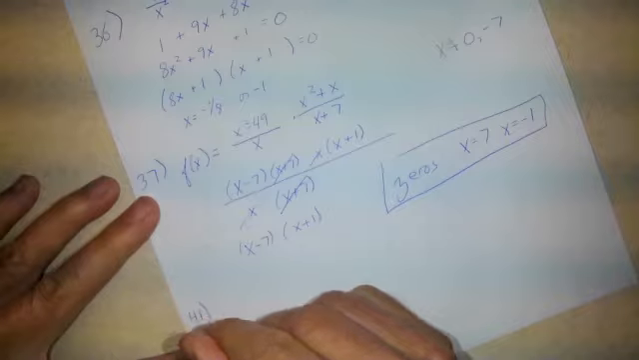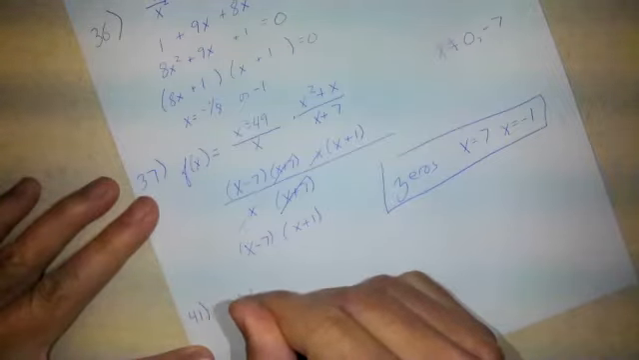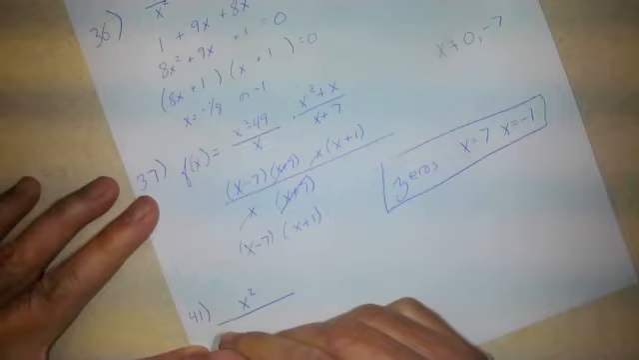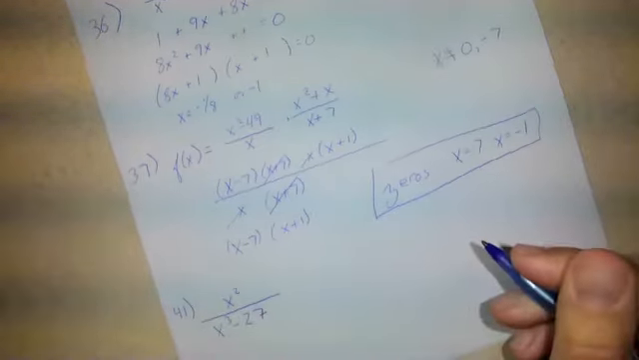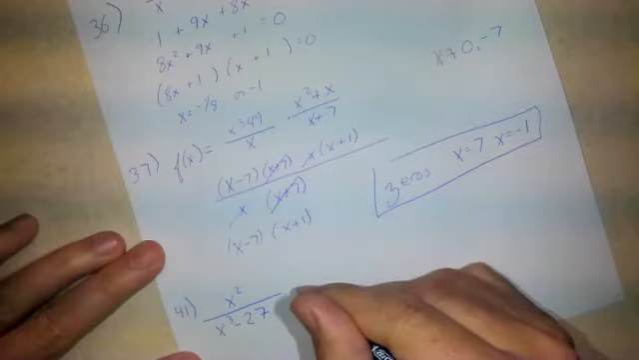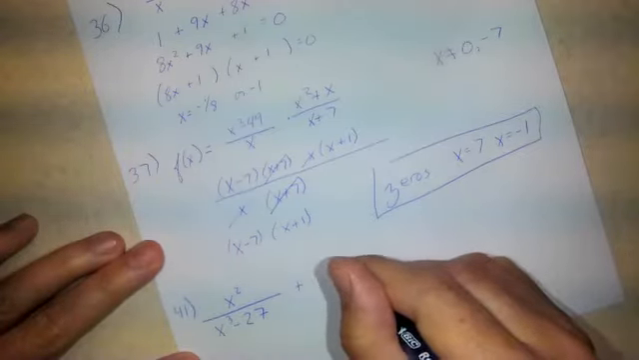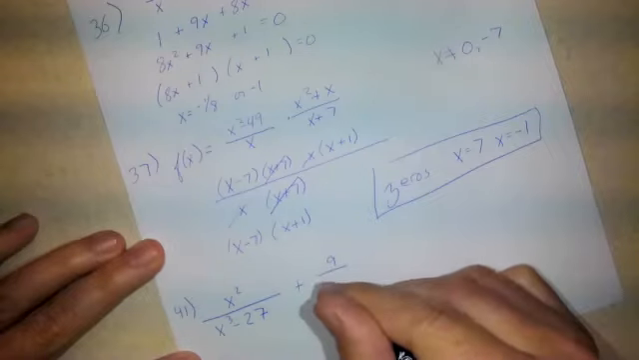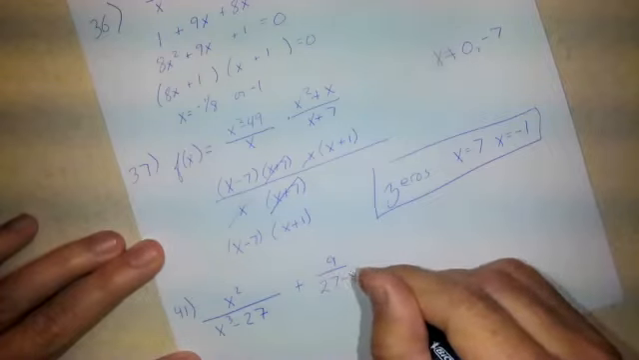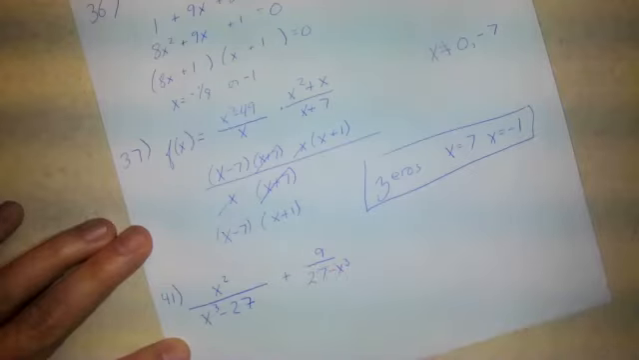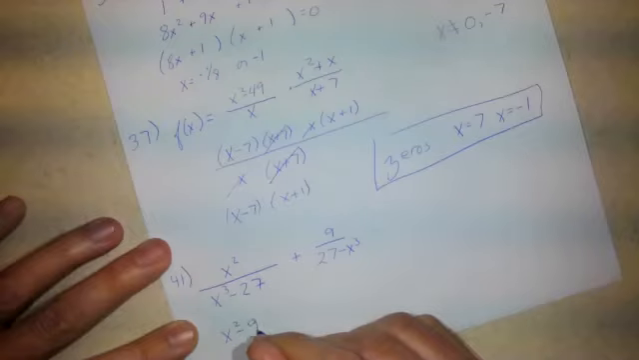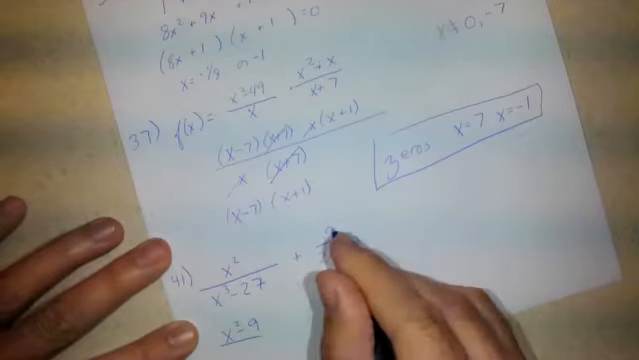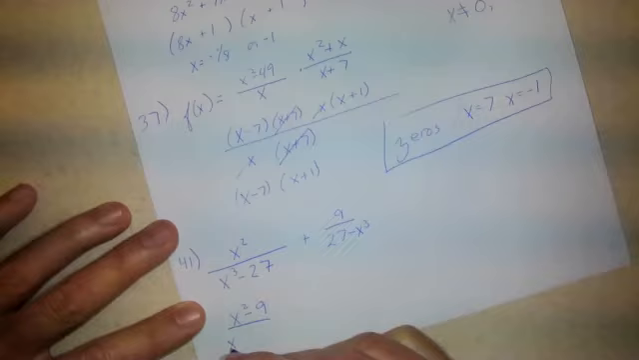Next up is 41, which is addition. It really seems weird that addition is harder than multiplication when we get into fractions. x cubed minus 27 on the bottom, that's going to be a difference of cubes, plus 9 over 27 minus x cubed. It's also a difference of cubes, but more to the point, it's the opposite of that. So I think we can write this as x squared minus 9. I changed the adding to a minus because I switched the order here to become an x cubed minus 27.